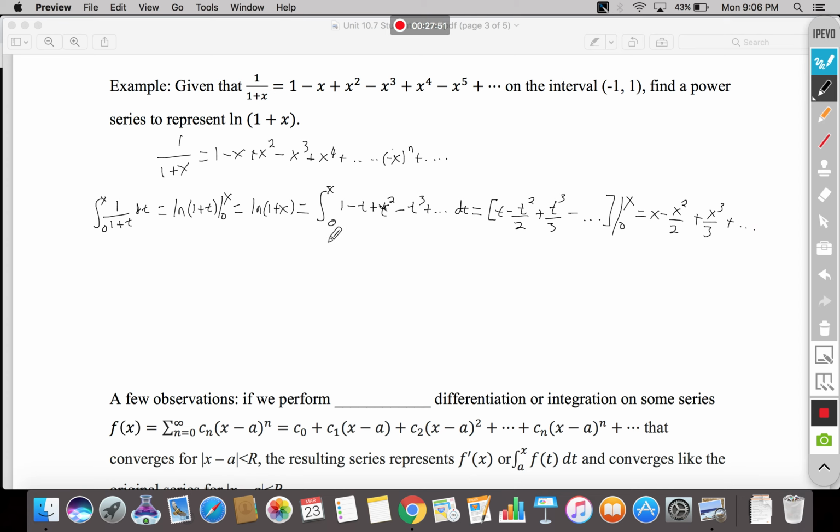So what did I just figure out then? The natural log of 1 plus x appeared. I took the integral of that side, I took the integral of this side, and I got all this stuff. So let's put those things together.